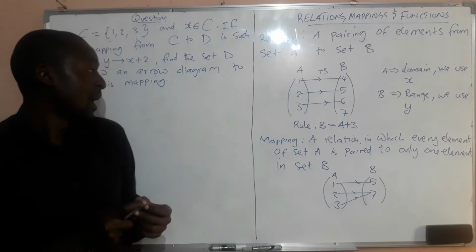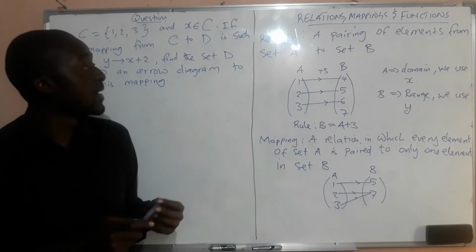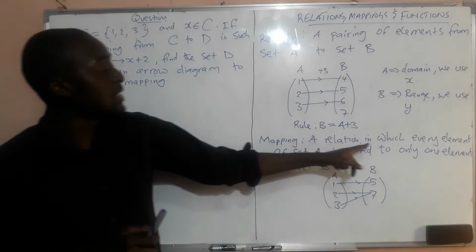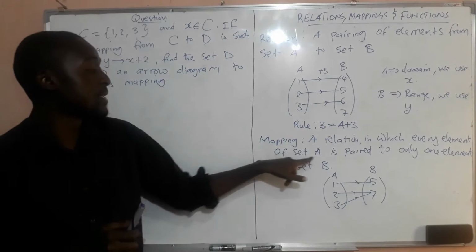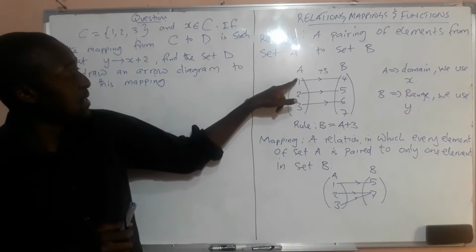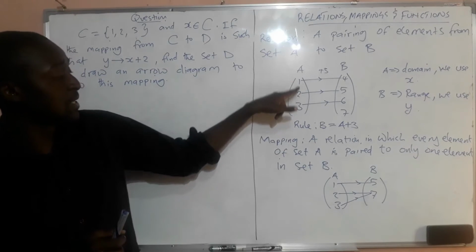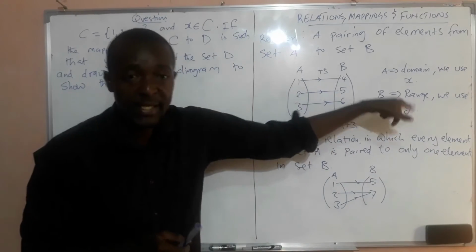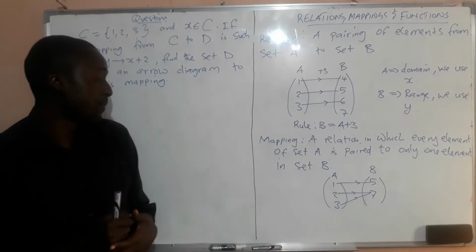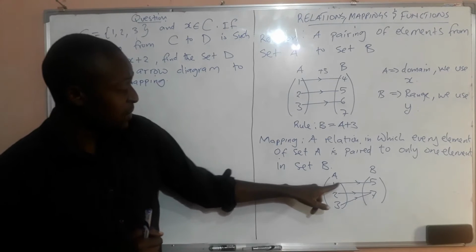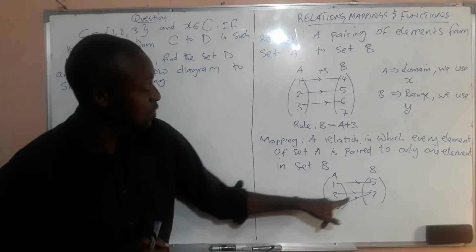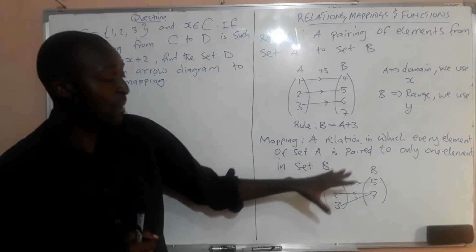Okay, so a special type of relation that we have is called a mapping. A mapping is a relation in which every element of the set A is paired to only one element in the other set. So here's an example here. 1 is paired to only 5 there. 2 is paired to 7. 3 is also paired to 7. So this is an example of a mapping.